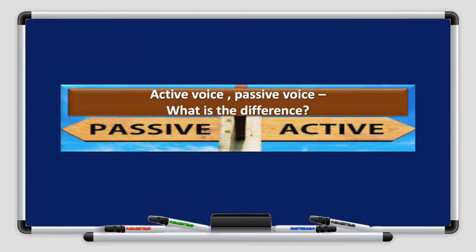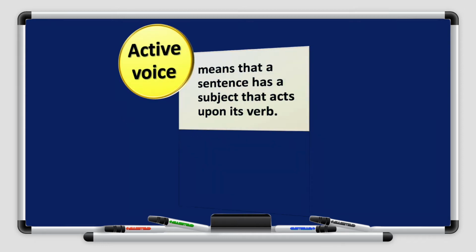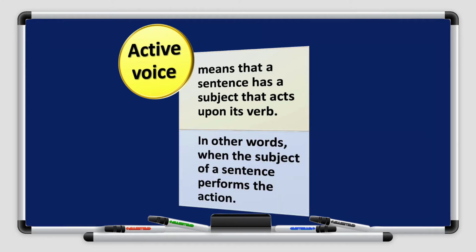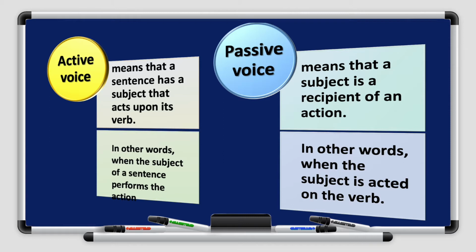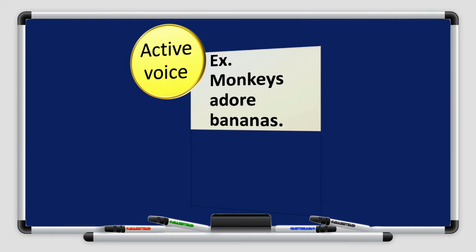So let's start. Before we go into details with the present and the past continuous passive, let's understand the difference between an active voice and a passive voice. Well, an active voice or an active sentence is direct and clear. It means that a sentence has a subject that acts upon its verb. The subject actually performs the verb's action. However, with the passive voice, the subject is the recipient of an action. In other words, the subject is acted on by the verb, and sometimes it is not clear or not given who the subject is.